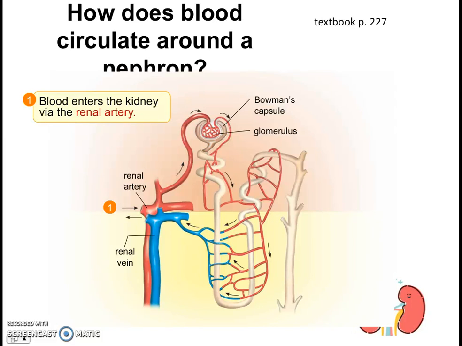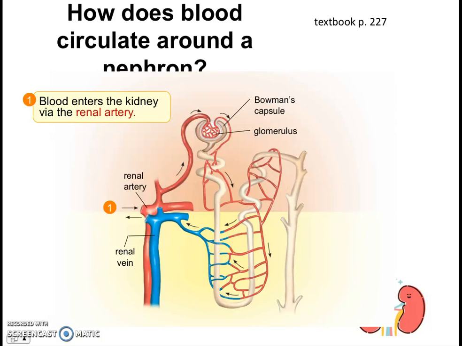Alright, so let's continue from where we left off. We were looking at the structure of a kidney tubule, or a nephron, and we've already seen the main parts of the tubule itself. We turn our attention now to the blood vessels which surround the kidney tubule, asking ourselves this question: how does blood circulate around the kidney tubule?